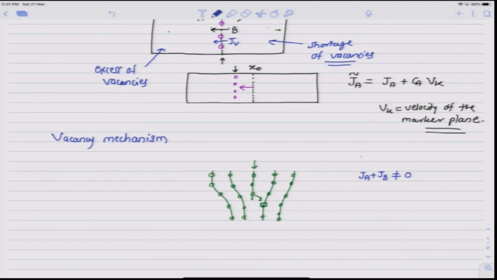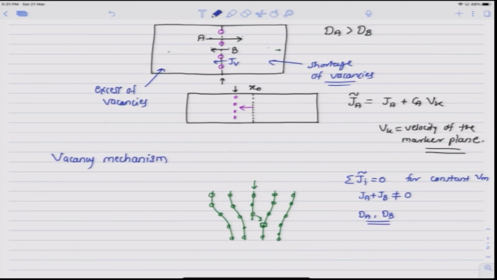In case of interdiffusion, we know sigma J I tilde equal to 0. This is for constant molar volume. If the molar volume is not constant, then sigma V I bar J I with respect to the volume fixed frame is equal to 0. But when molar volume is constant, again the volume fixed frame coincides with the stationary frame, and the sigma J I tilde is equal to 0. But this is not the case for intrinsic diffusion, and that is why D A and D B will be different.